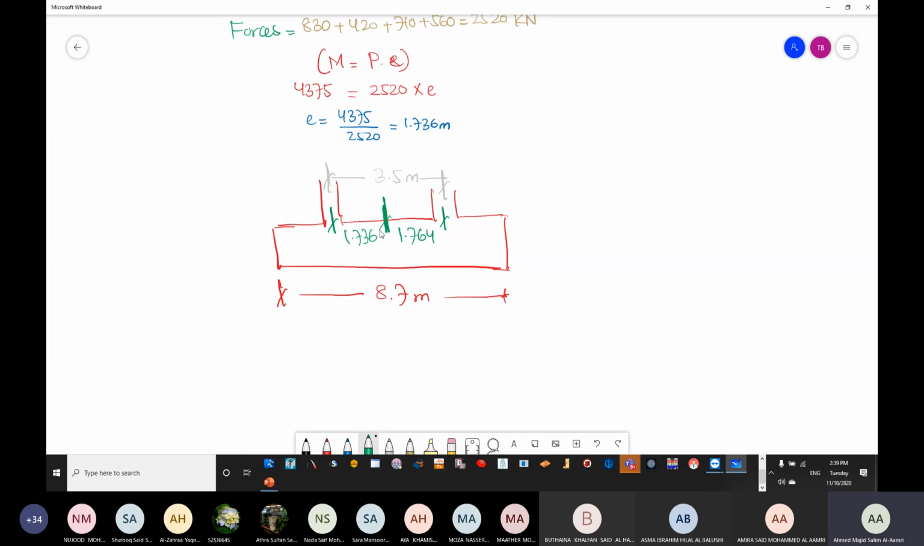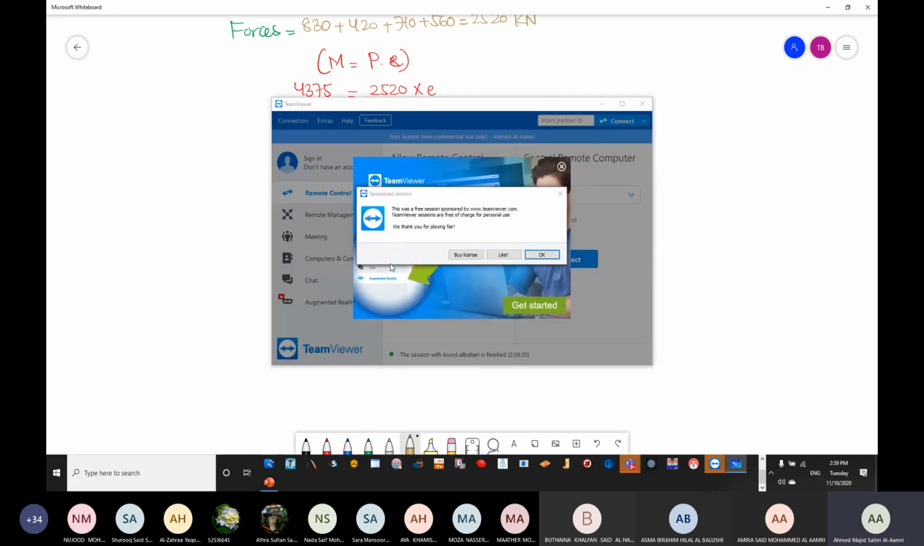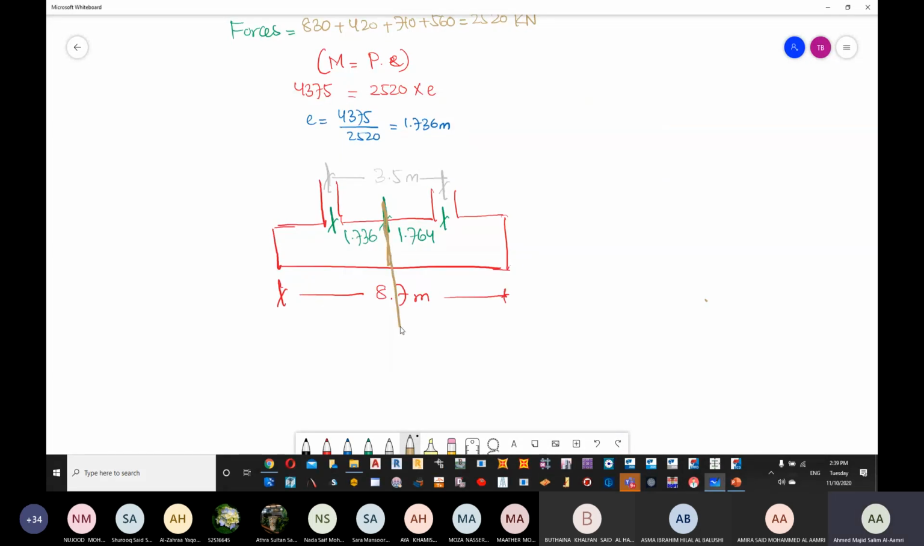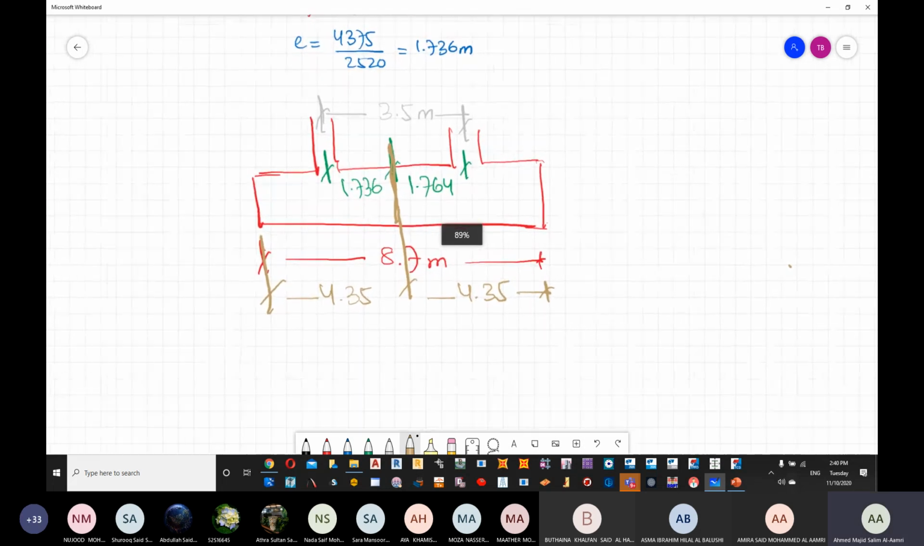Since this is the center of loading, to avoid any moment, this is going to be the center of foundation as well. So from here to here, this is going to be 4.35, and this is going to be 4.35. We said to avoid any moment, we need to make sure that the loading is concentric, right? We don't want any eccentricity, which will cause us flexural stresses. Do you remember? So the center of loading should be at the center of foundation. By making them the same point, we have avoided any chance of having moment, or eccentric loading.